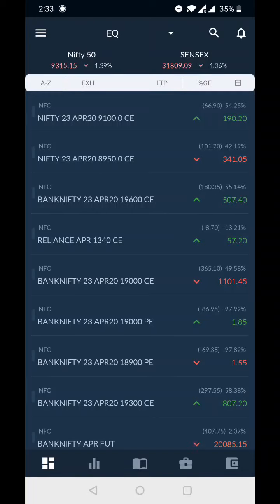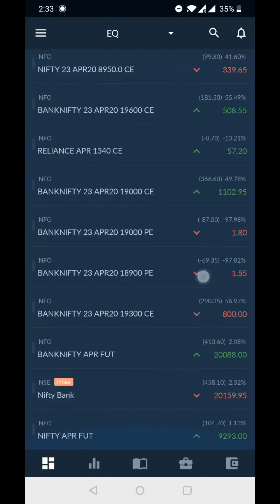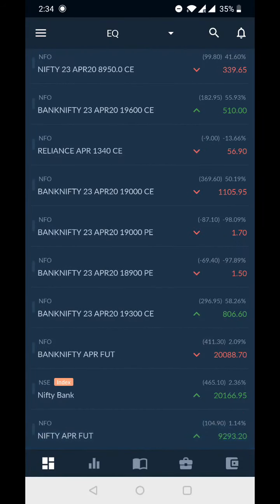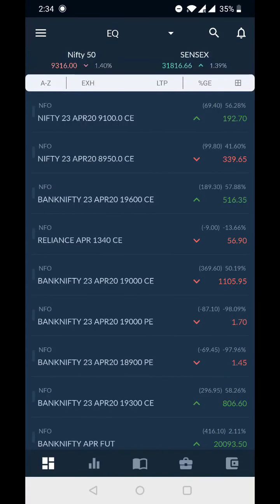Today the market is good, the market is up, and you can see it's 1% up, 1.5% up in the Nifty and 1.3% up in the Sensex. So these are the watch lists which are added on the Alice Blue mobile platform. So we just pick some stock which we trade now.